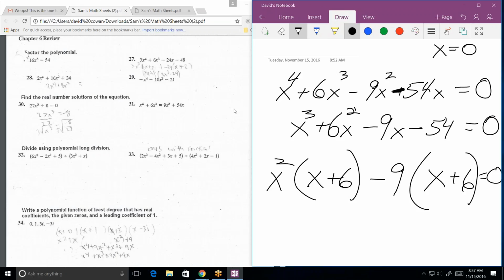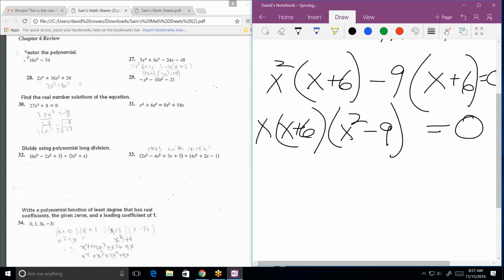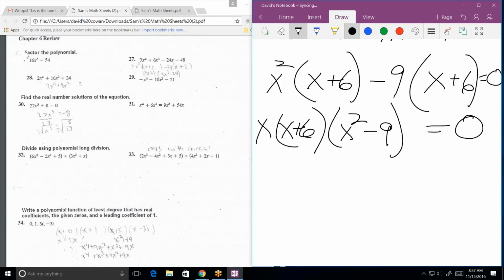In other words, now I factor out the x plus 6 and I'm left with x squared minus 9. Remember, I still had that x, so that's what I end up with. And that gives you x equals 0, x equals negative 6, and x equals plus or minus 3 as your 4 solutions.